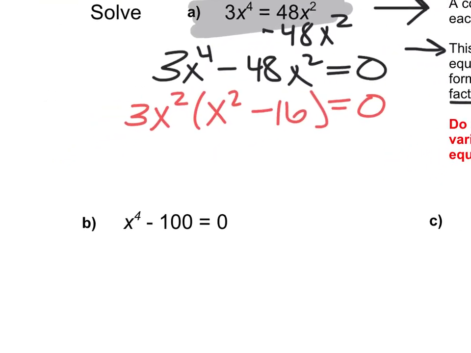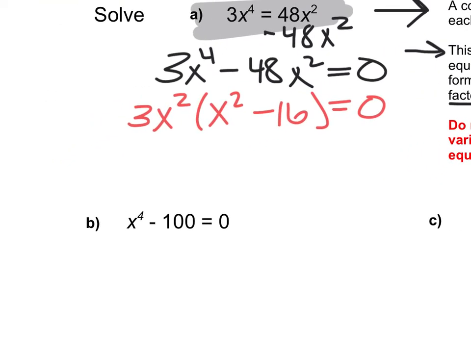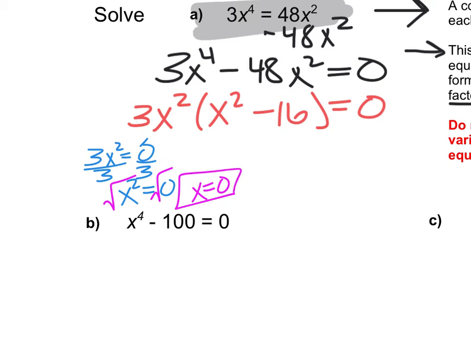equals 0. And then because we only have x squareds, we can go ahead and set both of these equal to 0. So here we would get 3x squared equals 0. And then even when we take the square root of 0, our answer is still 0. So when we do the square root of 0, we don't need the plus or minus. Just 0 there. And then if we do our x squared minus 16 equals 0, I'm going to add that 16 over.